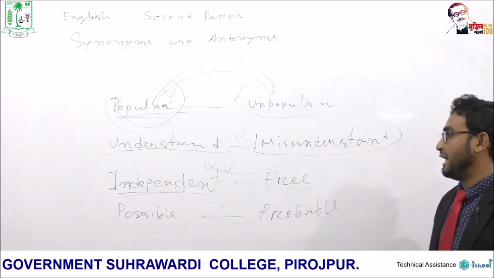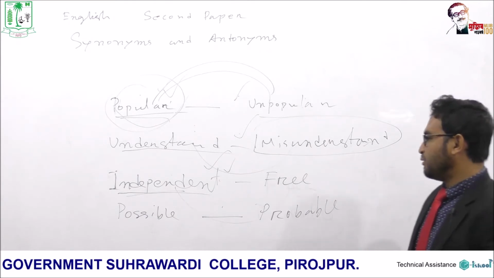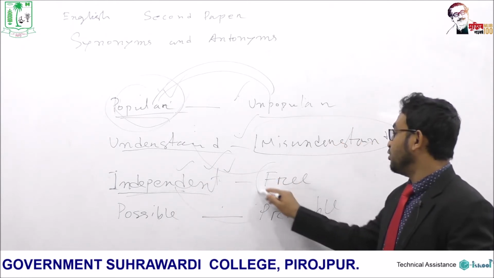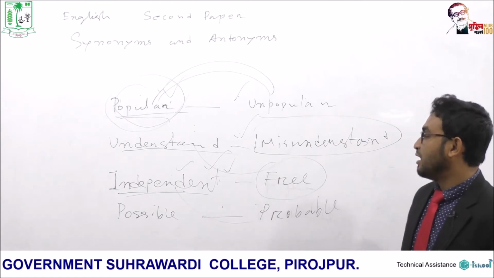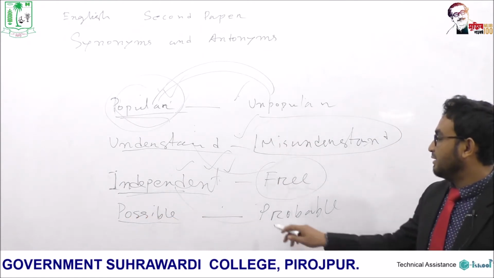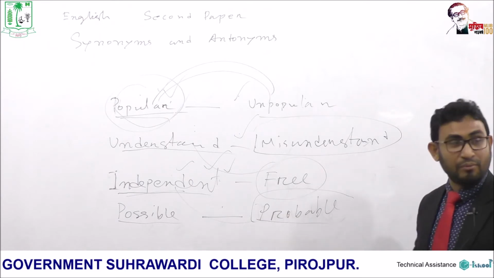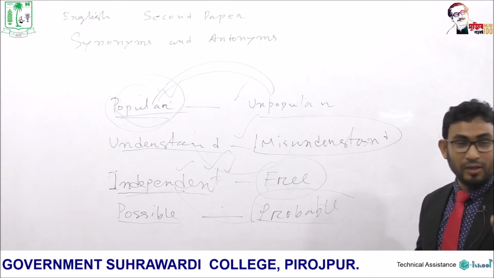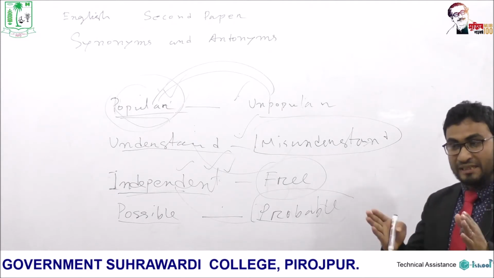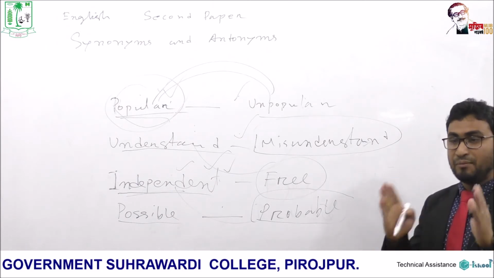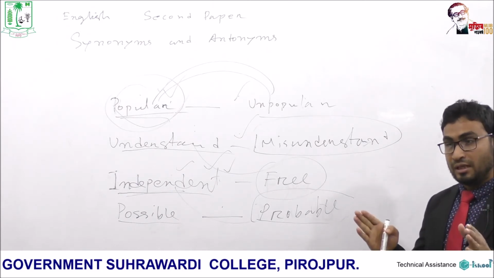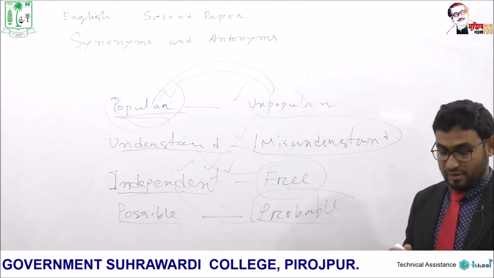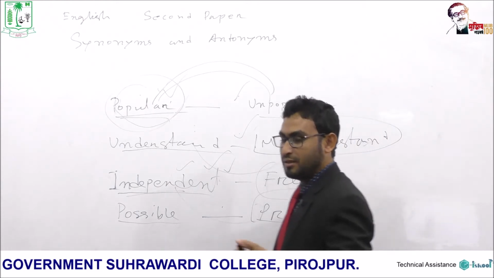Look at this word, independent. We know the meaning of independent, and independent is an adjective, and the word free is also an adjective. Possible is an adjective, and the synonym of possible is probable. Probable is also an adjective. So this is a fundamental rule. When you write synonyms and antonyms, maintain the same part of speech. That is, the same class of word, the same category of words, should be used in writing synonyms and antonyms. One very important thing I have mentioned.